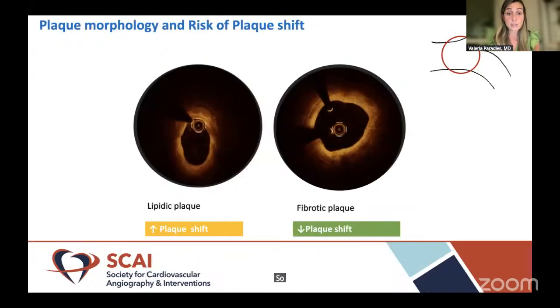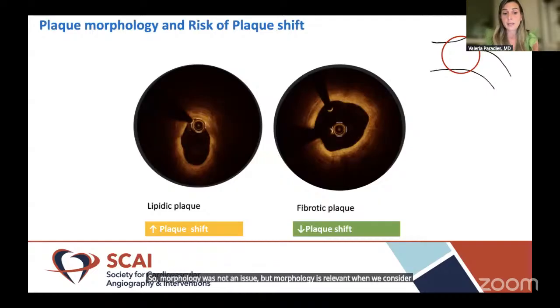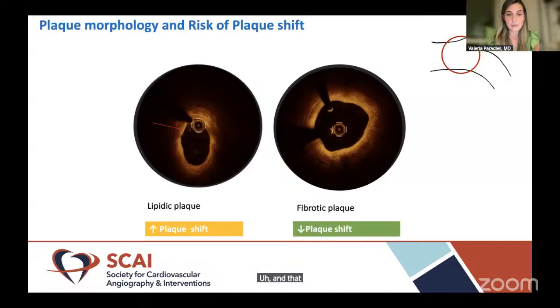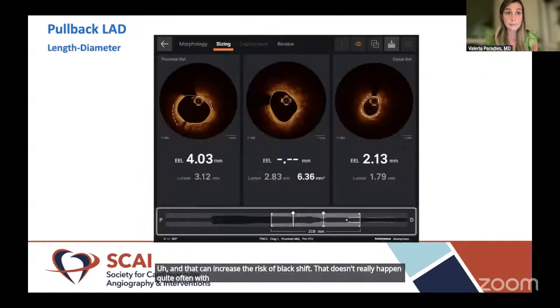So morphology was not an issue, but morphology is relevant when we consider bifurcation, because when we have a high volume of lipids in the main branch, then we have a risk of plaque shift towards the diagonal. So that's something we should consider. As you can see here, just before the bifurcation, there was a high volume of lipids, and that can increase the risk of plaque shift. That doesn't really happen quite often with the fibrotic plaque.